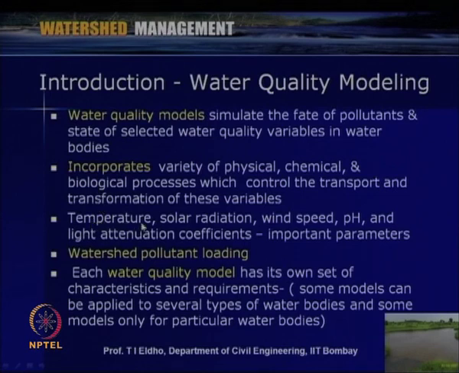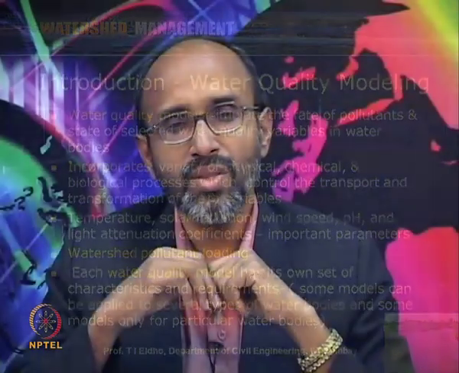Various parameters like temperature, solar radiation, wind speed, pH and light attenuation coefficients, so many parameters, can control the contaminant or pollutant movement within surface water or groundwater in a watershed. So, we have to see the pollutant loading within the watershed: how much pollution there is and in which direction it is moving within the surface water or groundwater. Each water quality model has its own set of characteristics and requirements. Depending upon what type of parameter we are trying to model, we have to develop a specific type of water quality model, either for surface water or groundwater.